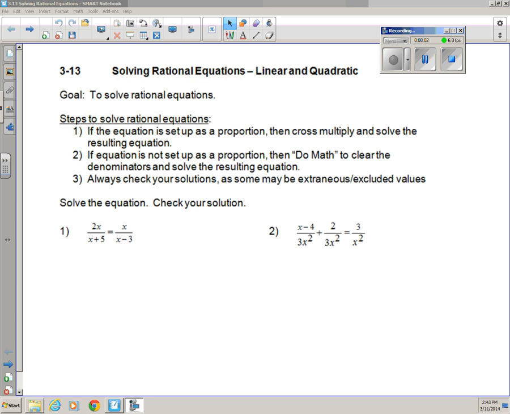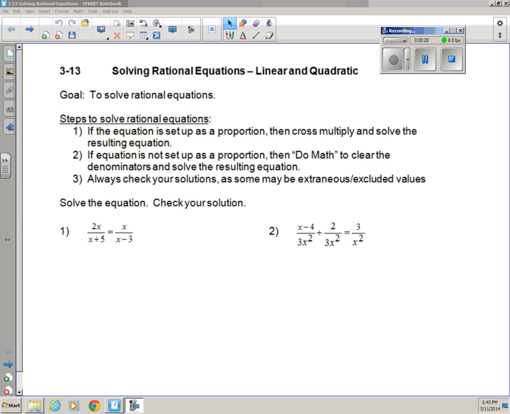So the last lesson of this unit really should be a review. It's solving rational equations that turn out to be either linear equations or quadratic, either one solution or two, either no factoring or factoring. All right, so when you solve rational equations, if the equation is already set up as a proportion, then you're just going to cross multiply and solve whatever is left over.